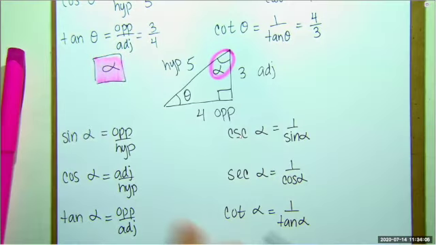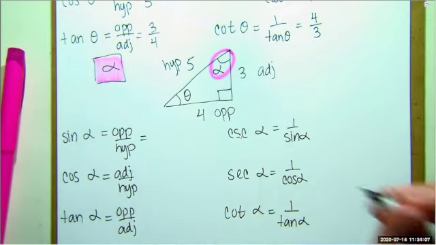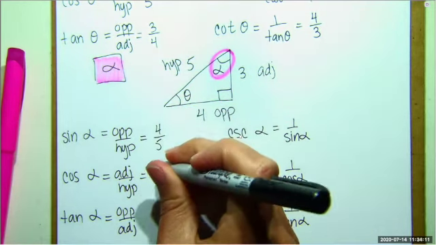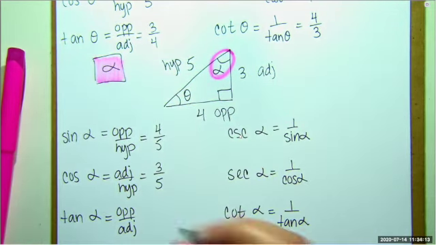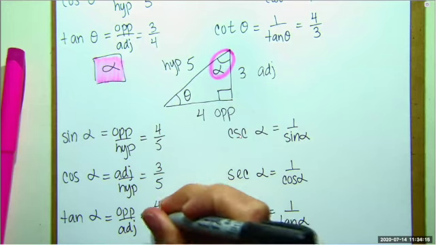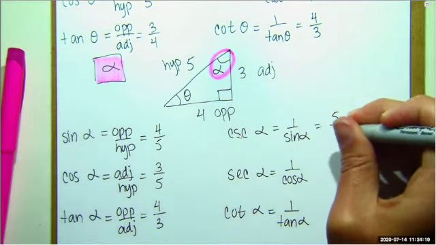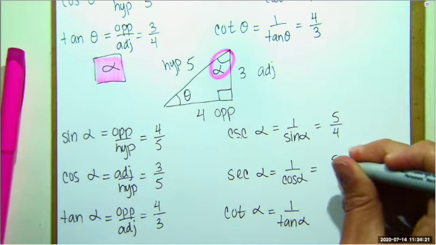Okay, now it's just a matter of filling in these values in. So we get 4 over 5, 3 over 5, 4 over 3, and then our reciprocals over here.